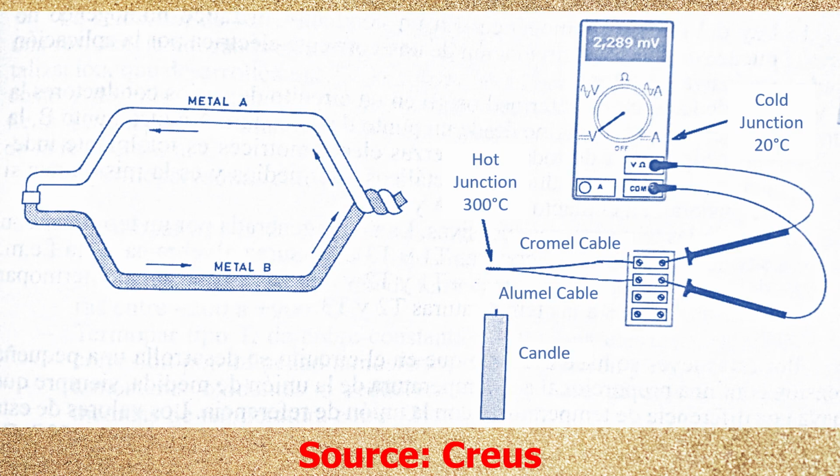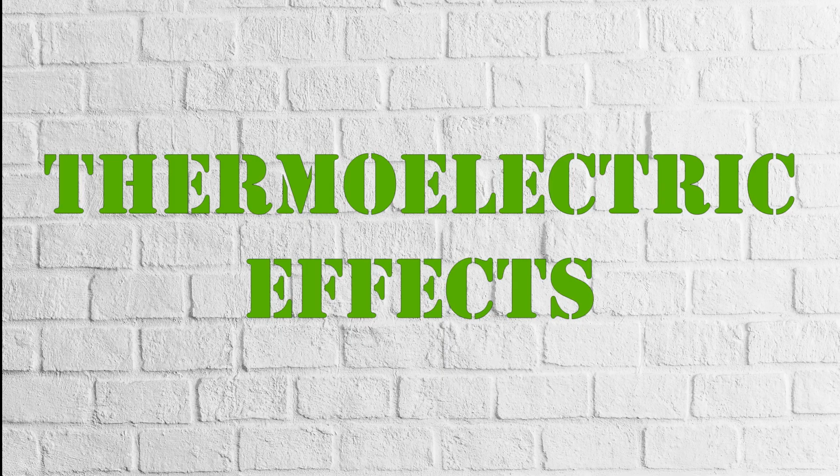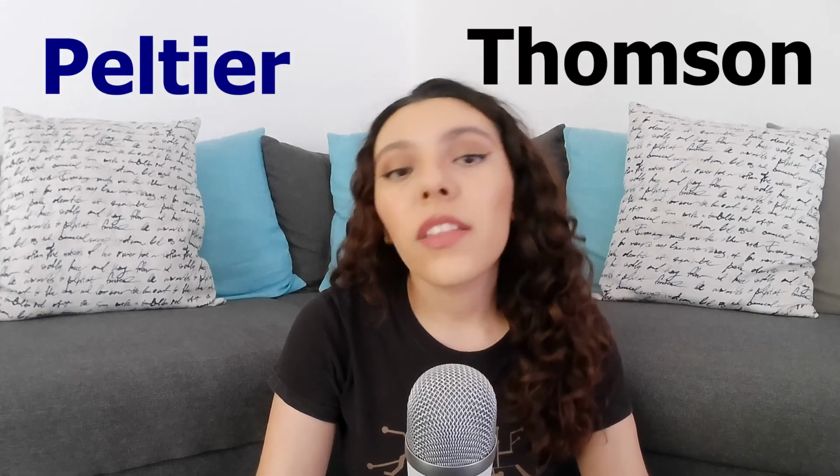The thermocouple is based on the effect discovered by Seebeck in 1821 of the circulation of current in a closed circuit formed by two different metals whose junctions are kept at different temperatures. These junctions are hot and cold. This current circulation is due to two combined thermoelectric effects, which are the Peltier effect and the Thomson effect.